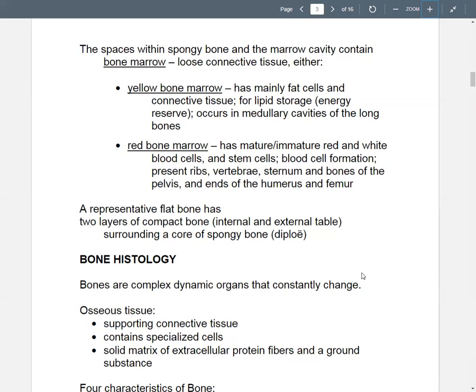Now for flat bones, their structure is a little different. Flat bones are kind of like, I would say, maybe a pita bread sandwich or a grilled cheese sandwich. So you have these layers of compact bone on the outside, those are pieces of bread, and then you've got whatever you're eating on the inside, whether it's your cheese or whatever, and that's your layer of spongy bone. We call it a diploe. But that's basically two layers of compact bone with a layer of spongy bone in the middle.